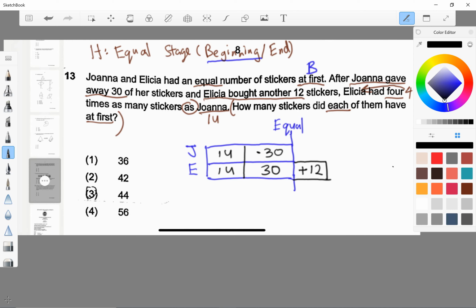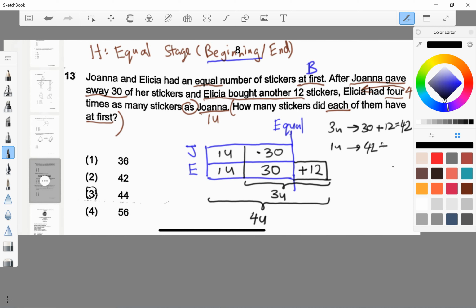For Elisha being 4 units, I will draw 2 braces, a first brace and a second brace, and quickly put down at the bottom of my brace 4 units. And we ask ourselves, 1 unit plus how many units gives us 4 units? None other than 3 units. From my model, you can see very clearly that 3 units leads up to 30 plus 12, giving us 42. So if 3 units is 42, 1 unit has got to be 42 divided by 3, and that is actually 14, if you do your working.